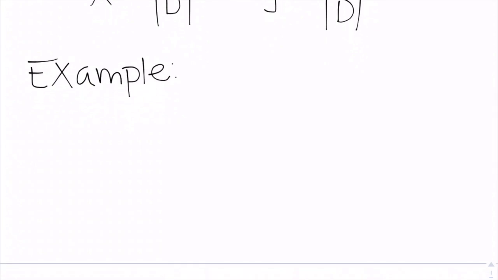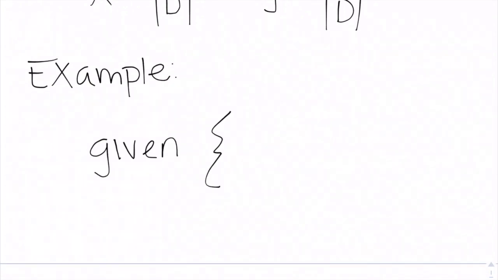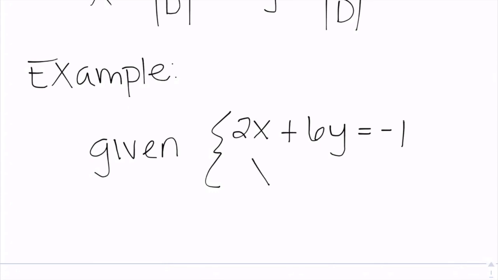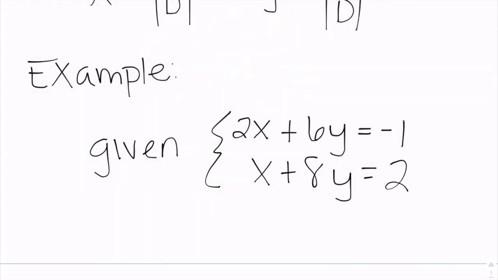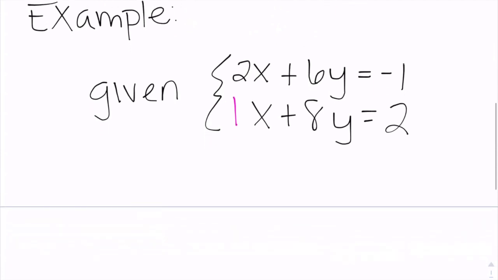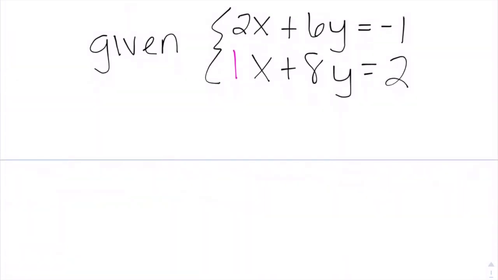Now for an example, if we were given the system of equations 2x plus 6y equals -1 and x plus 8y equals 2, we want to make a note that in front of the x is actually an unwritten 1. And now we need to find our three matrices.